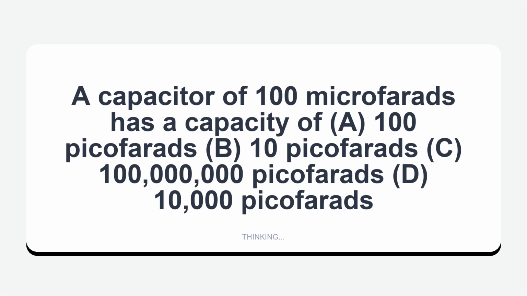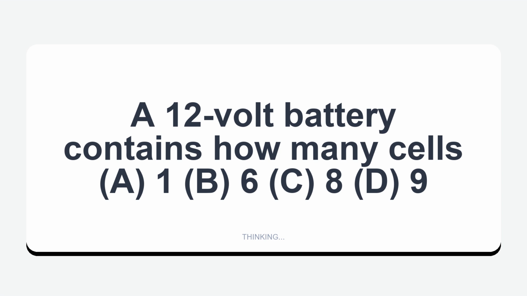A capacitor of 100 microfarads has a capacity of A. 100 picofarads, B. 10 picofarads, C. 100 million picofarads, D. 10,000 picofarads. C. A 12-volt battery contains how many cells? A. 1, B. 6, C. 8, D. 9. C.